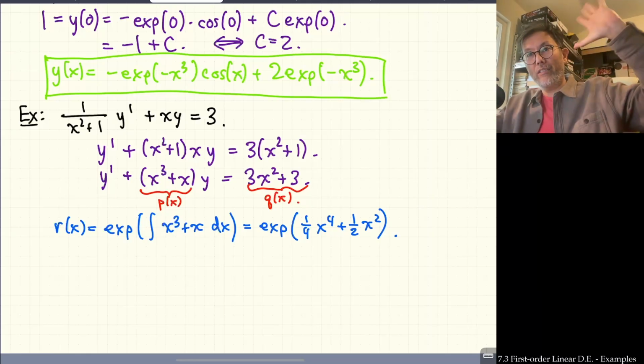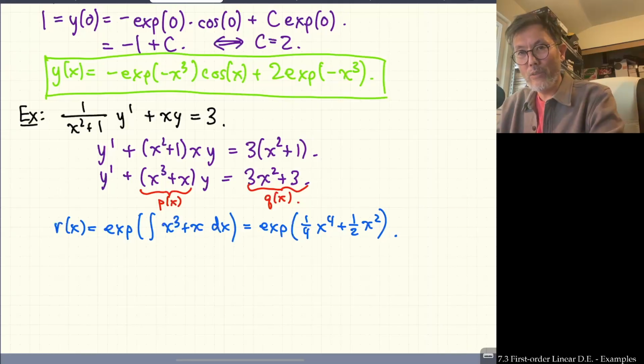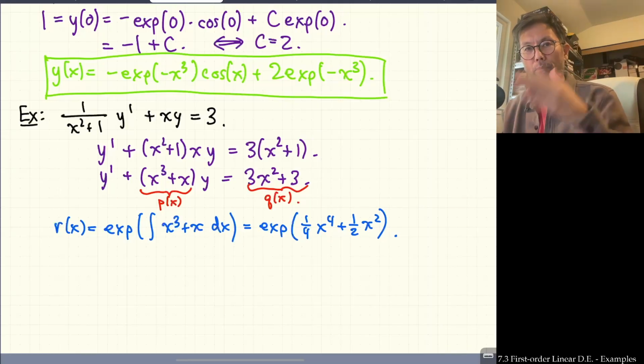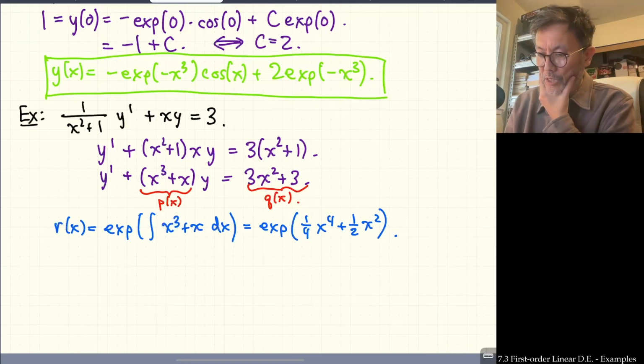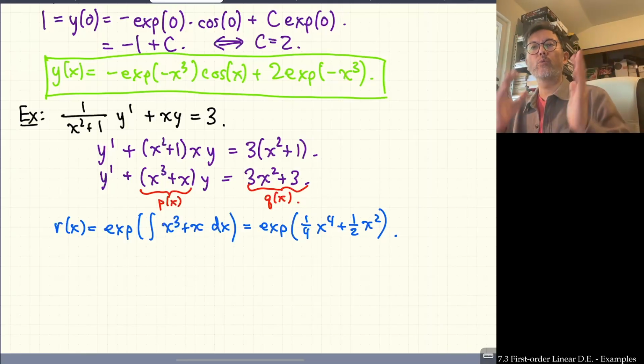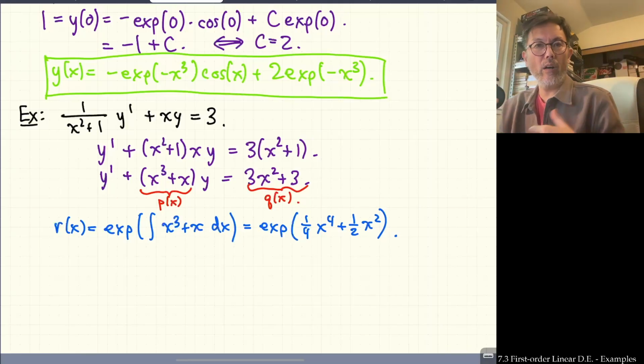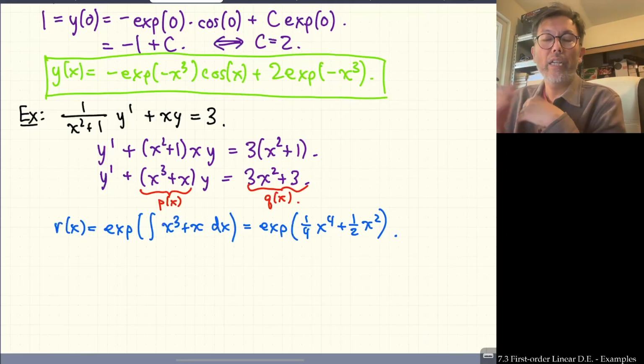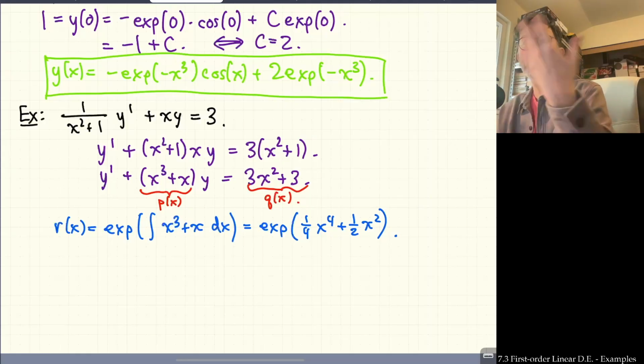Don't forget the logic. If I multiply both sides of my differential equation by this, and when I say that, I mean my differential equation in this form. If I multiply both sides by this r of x, then the left-hand side becomes the derivative of something, namely r times y. Then I can integrate both sides, then I can divide by r, and then I win.